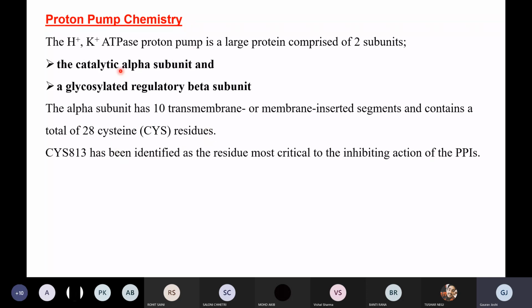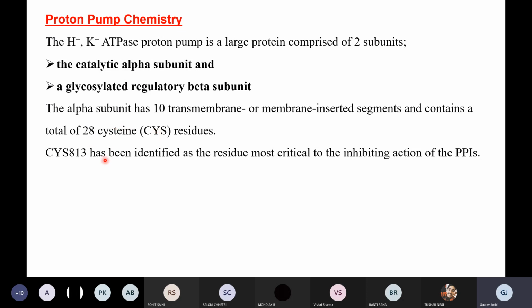So when we are talking about the alpha protein or the alpha subunit, it is made up of amino acids, right? So what are the important amino acids in this alpha subunit? Basically these are the cysteines, right? There are 28 cysteine molecules, and cysteine is basically a sulfur containing amino acid, right?